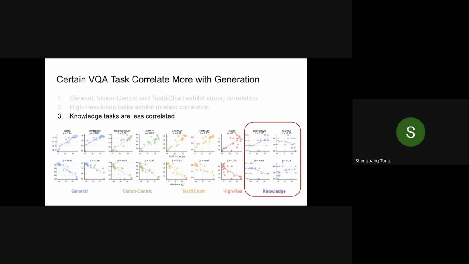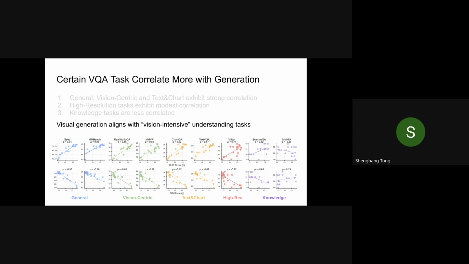So what the results here seem to suggest is that visual generation aligns with the visual intensive understanding tasks that people have found in the previous literature. It seems to be a fundamental vision capability in a large autoregressive model here, as opposed to knowledge, which requires more of the LLM capability.